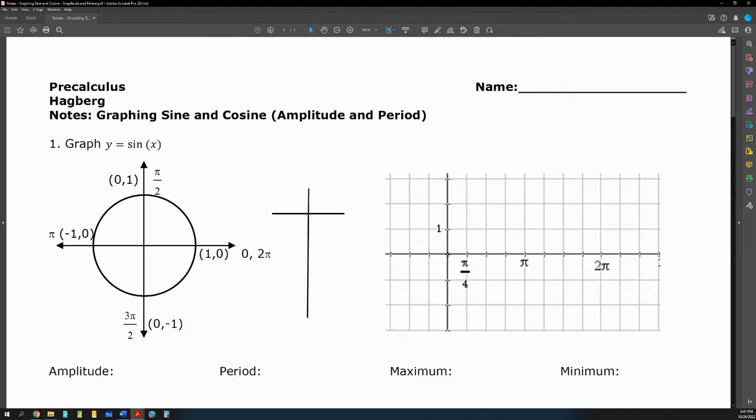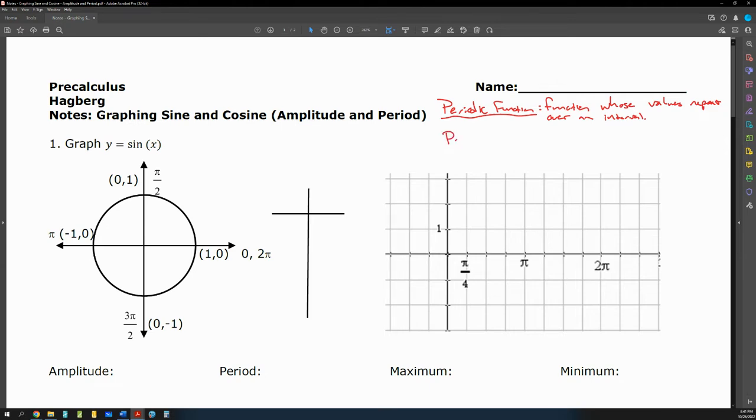Actually, before we go ahead and graph this, I want to start off with some definitions. So we learned in yesterday's notes about periodic functions, we'll go ahead and define that again. A periodic function is a function whose values repeat over an interval.